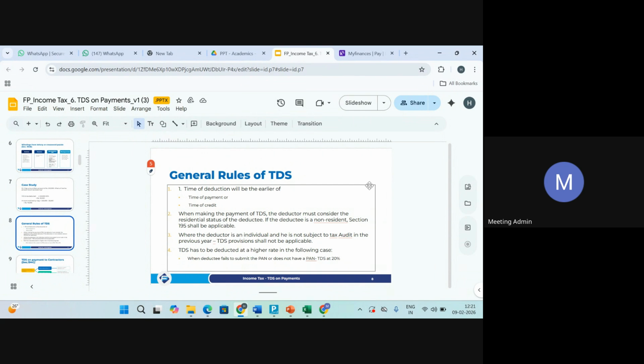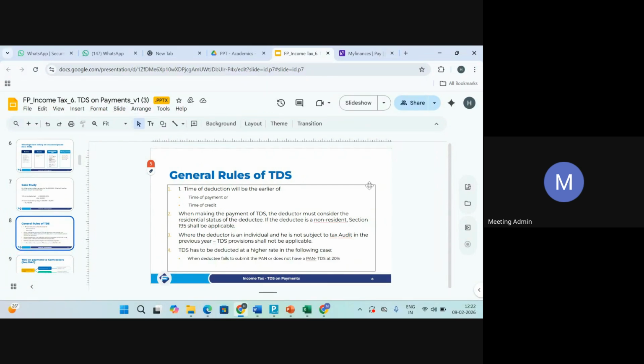Where the deductor is an individual who is not subject to audit in the previous year, the TDS provisions shall not be applicable. The deductor, the one who is going to file, can be an individual, or just an accountant who is not a tax auditor, so that doesn't matter. For the previous year, these provisions are not applicable, and he can file according to the rules.